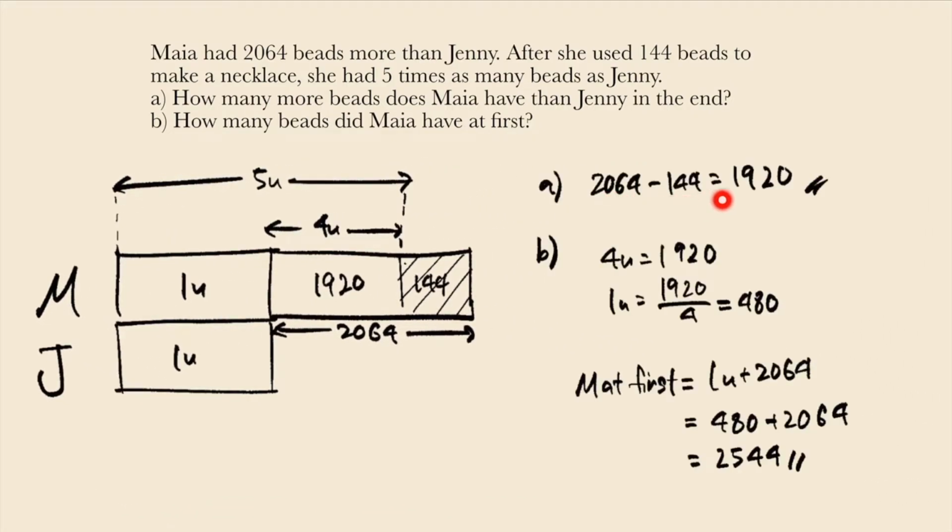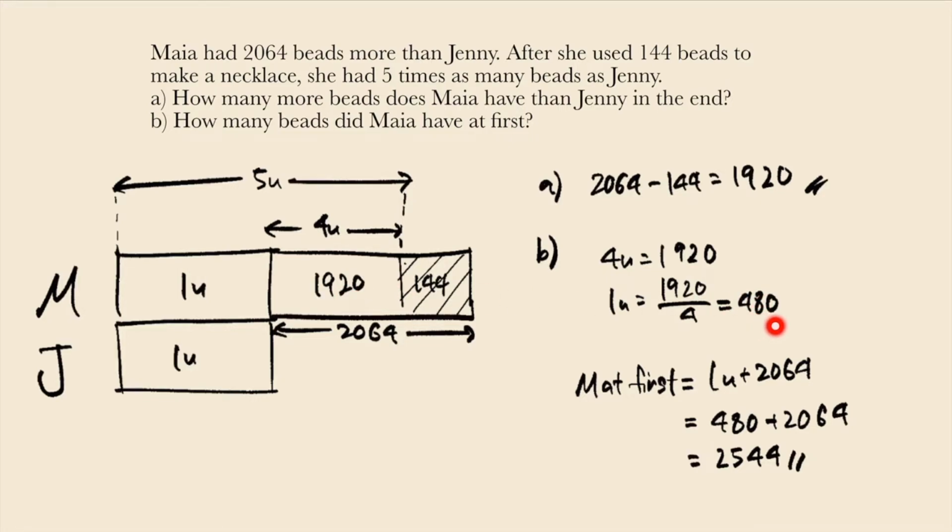So 2064 minus 144 is 1920. That's the difference between M and J in the end. Okay, so 144 gone. The difference between M and J would be this 1920. Part B. How many beads did Maya have at first? Knowing that 4 units is 1920, 1 unit is therefore 480.